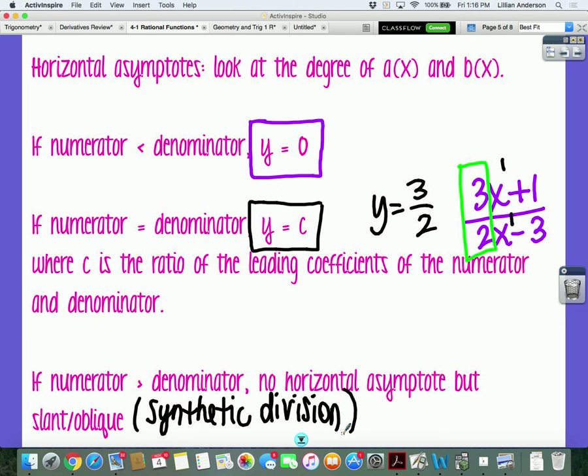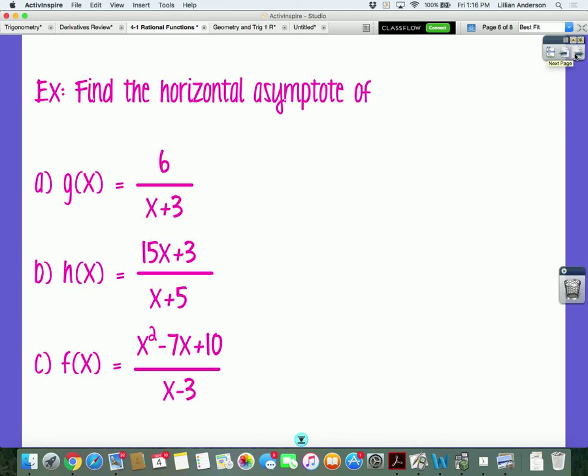Which means whatever's in your denominator, you have to divide it by your numerator. Okay? And we'll see an example like that on the next page. Any questions on how to find it? Like what to look for to find it? Okay, let's do this.